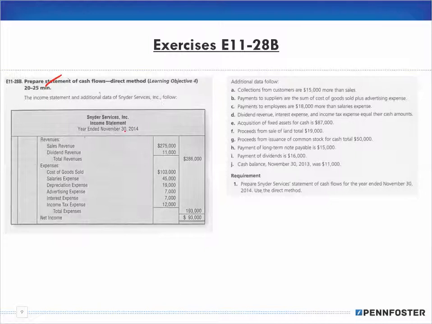So therefore, I highly recommend that you definitely work through the short exercises for this chapter, because those exercises build your skill set one upon the other in order to be able to, quote unquote, create the statement of cash flows.